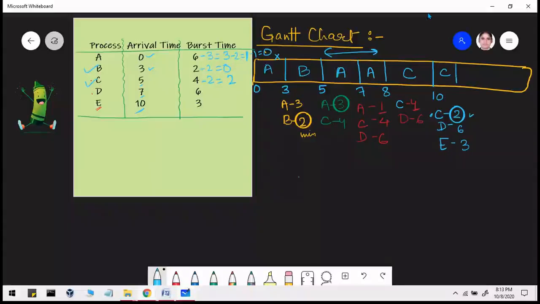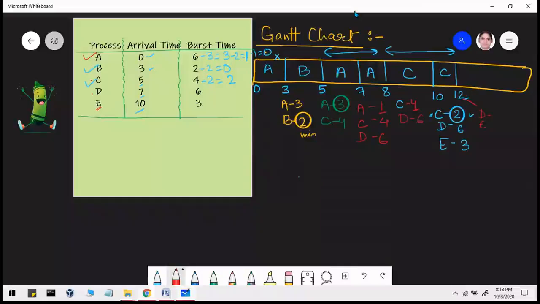So again, C will continue its execution, and it will be 10 plus 2, that is 12. C was continuously running on the CPU after taking the decision. And now at this 12th millisecond, who is there in the system? As you can see from here, C has also completed its execution, B has completed, and A has also completed. A, B, and C, all of them have completed their execution. So now we have D and E.